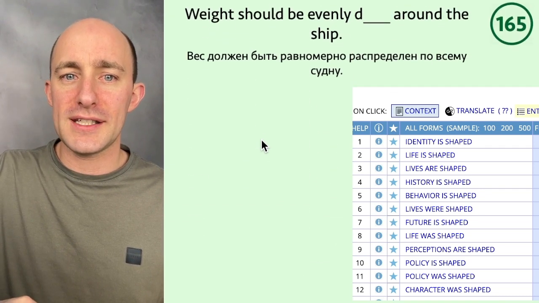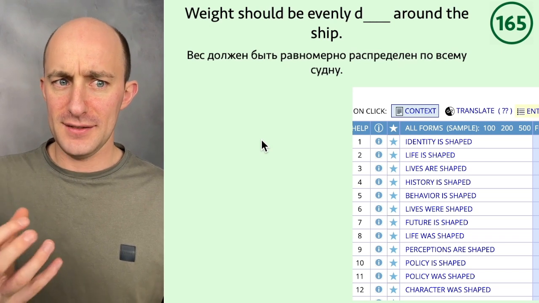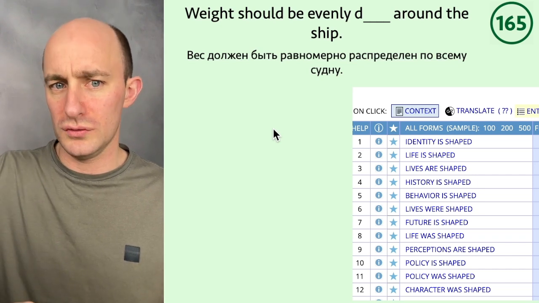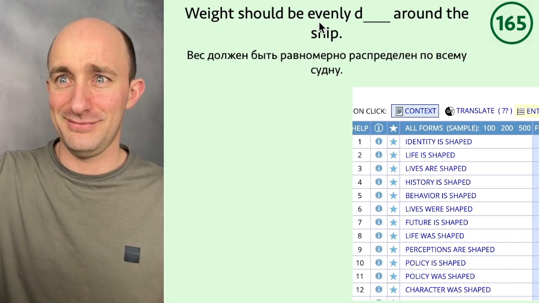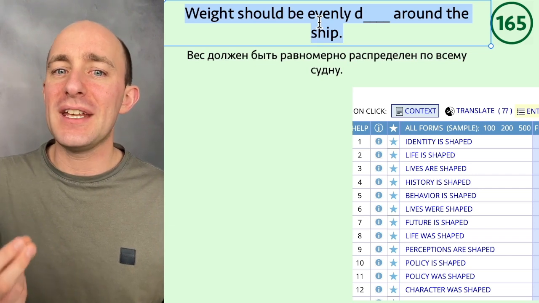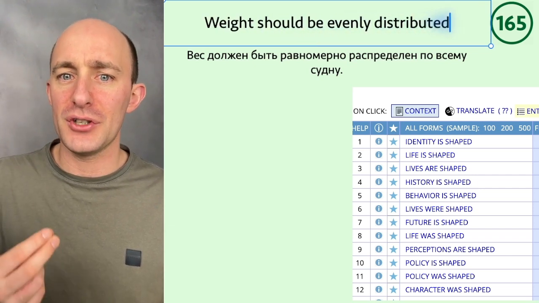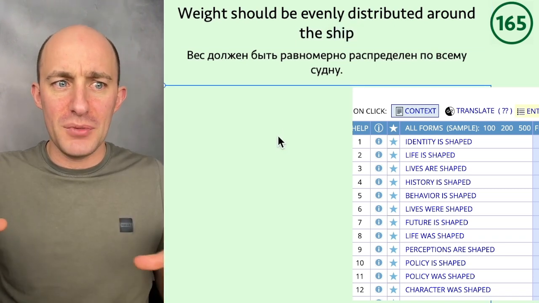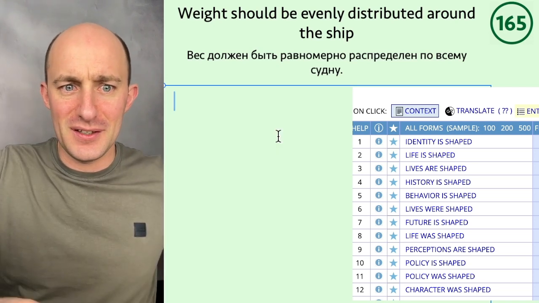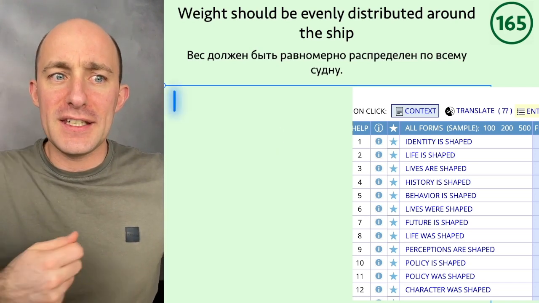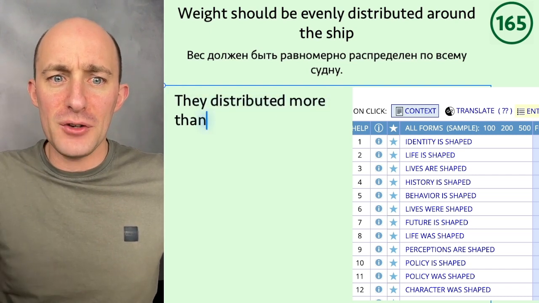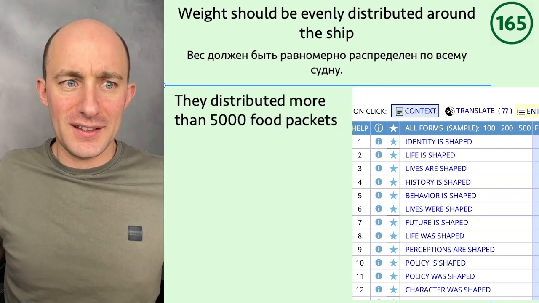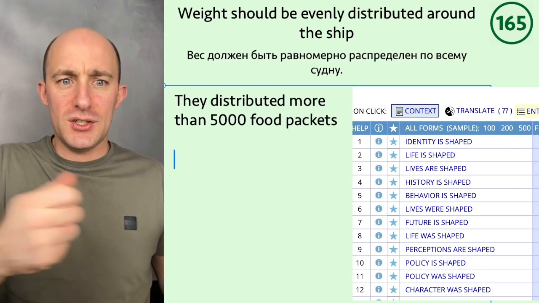Next one, 165. Weight should be evenly distributed around the ship. So, to distribute. Distribute. They distributed more than 5,000 food packets. They gave them to lots of people, to distribute.